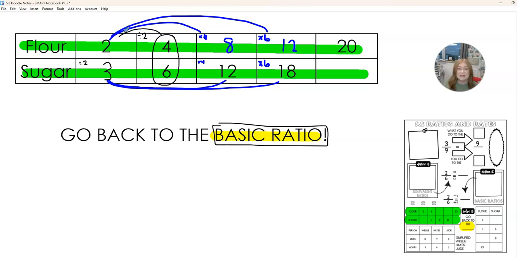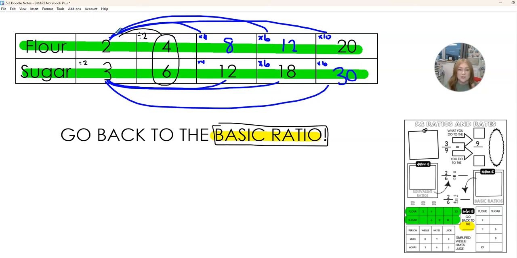We're always coming back to this basic one. Now we have one on top. So we're going to say, how do I get from 2 to 20? Well, that was timesing by 10. So I want to times by 10 here. So 3 times 10 is 30. So all of these are equivalent. And this one right here at the beginning is our basic ratio.